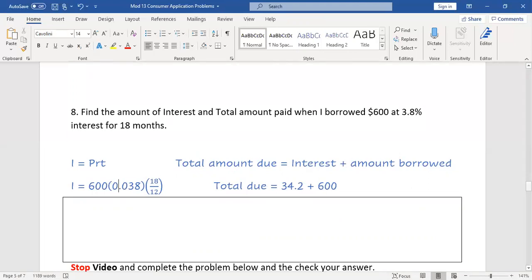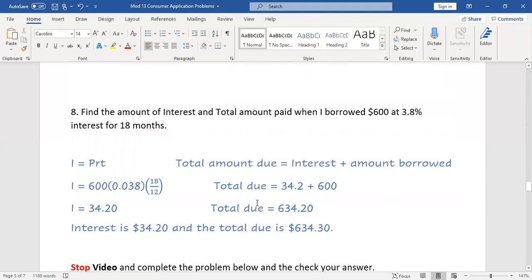And then since I'm doing 18 months and my t is always supposed to be represented in years, I take that 18/12 of a year. So then I multiply those three values in my calculator and I get $34.20. So the interest is $34.20. I take that value and add it to the $600 that I borrowed, and the total due is $634.30.